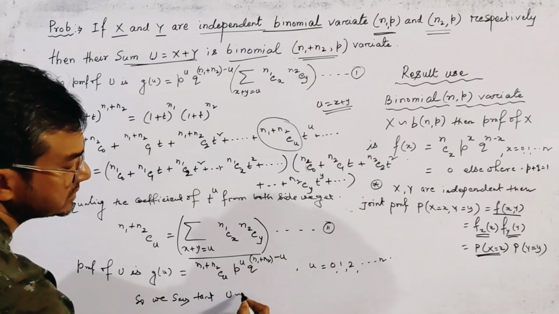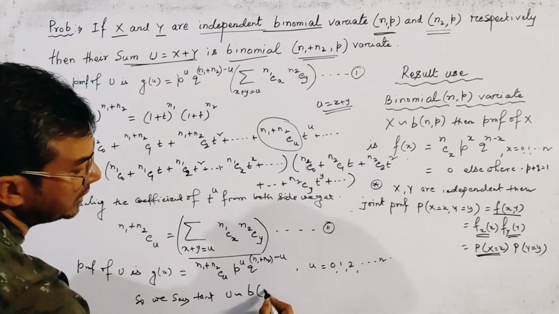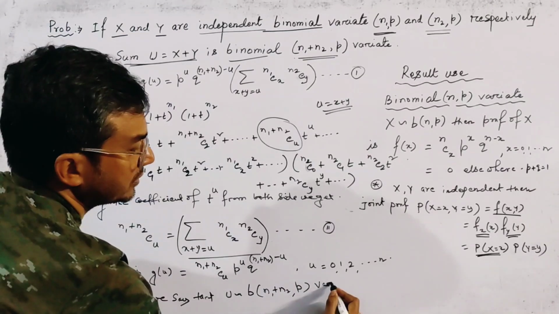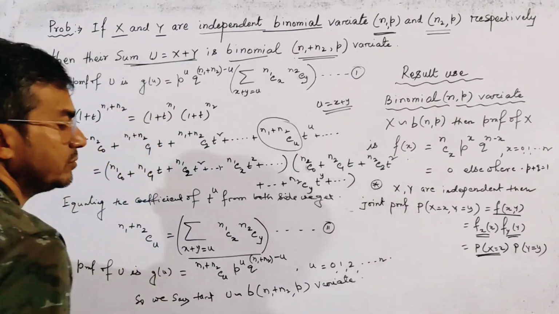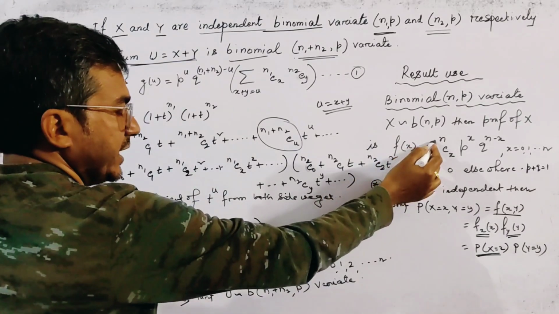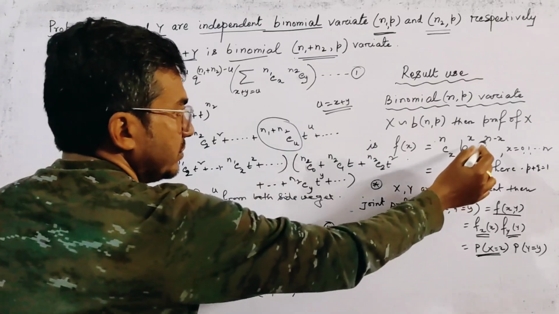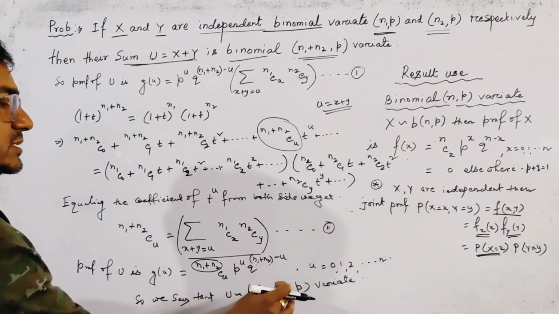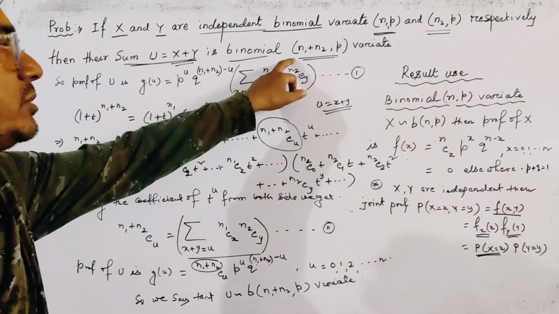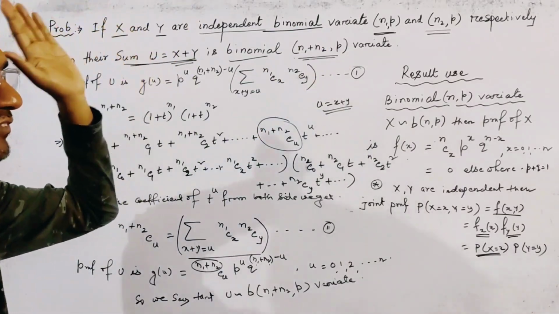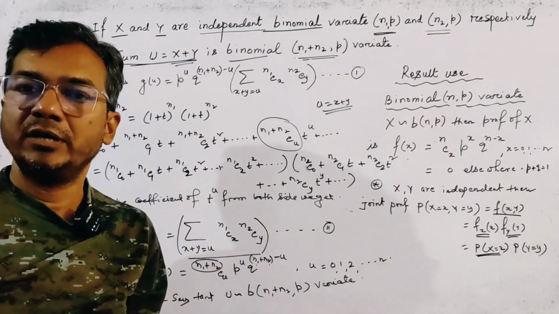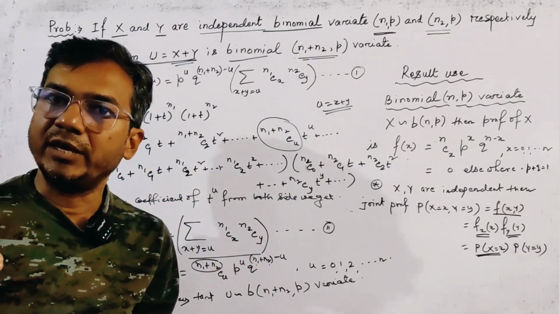clearly from this relation we say that u is a binomial n1 plus n2, p variate. Because here n1 plus n2 is in place of n, and the variable is u, so u, that is x plus y, is a binomial n1 plus n2, p variate. Very interesting and important problem from two-dimensional distribution. Right? Thank you for watching.